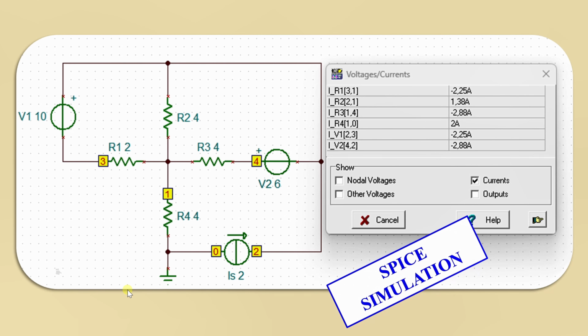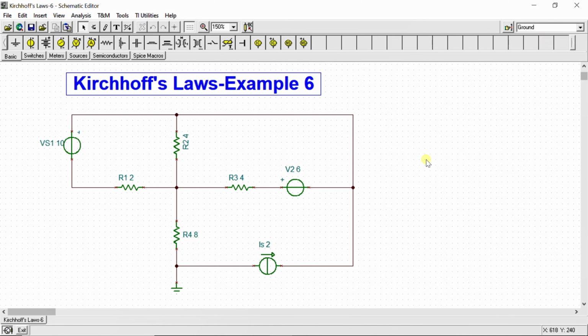After we finish the calculation, we have done a simulation using SPICE in order to verify our calculation. Let's take a look at the SPICE simulation. Here is our circuit made in the SPICE simulator. We can see here the first voltage source 10 volts. This is the second voltage source 6 volts, and we have here our current source 2 amps, and the 4 resistors R1, R2, R3 and R4.